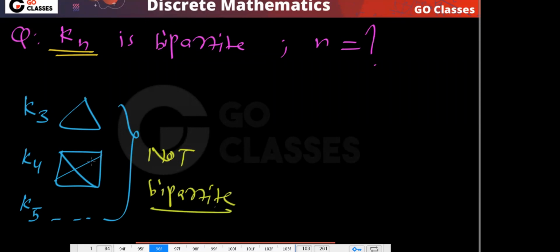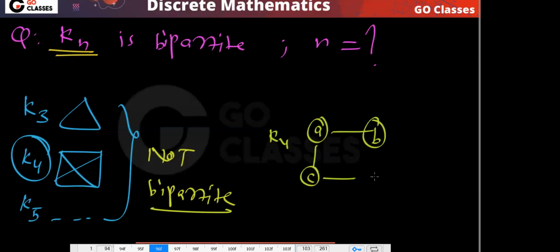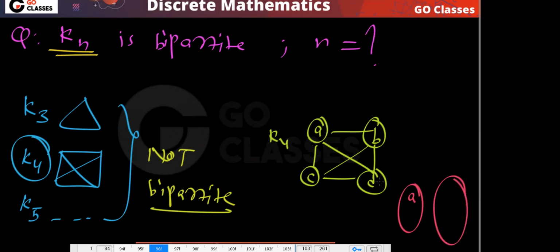Because in a complete graph, all the vertices are adjacent to each other. So for example, if you have this K4, this is not bipartite. Why is this not bipartite? Just think about it. If you create a part and you put A here, because A is adjacent to everyone, everyone should go to the other part.